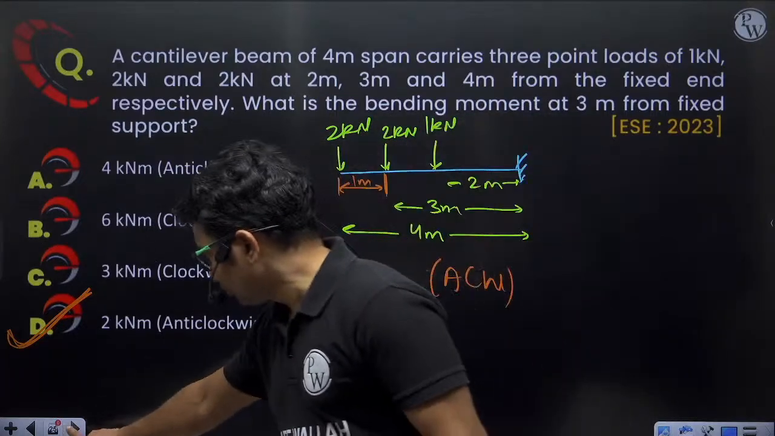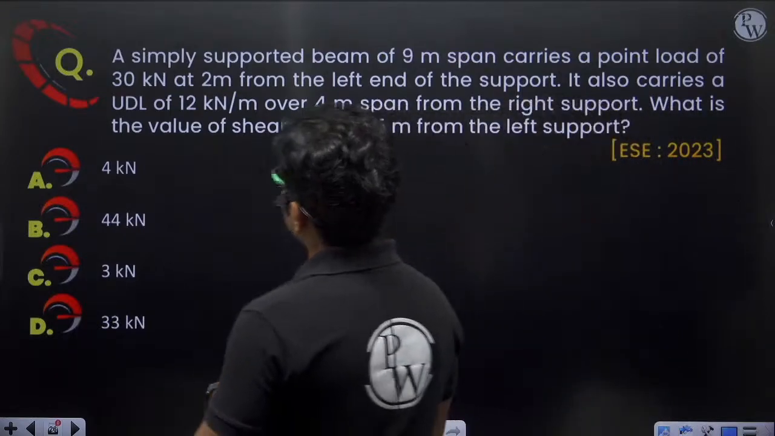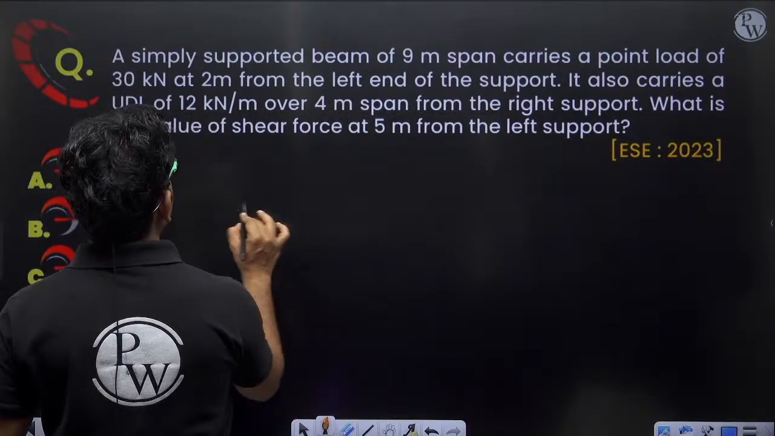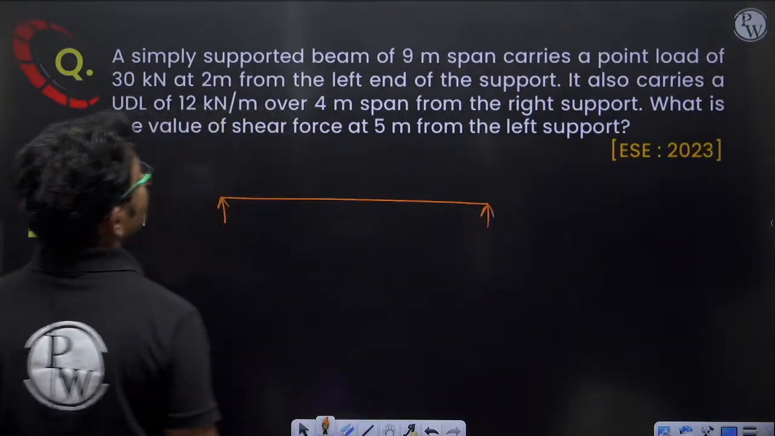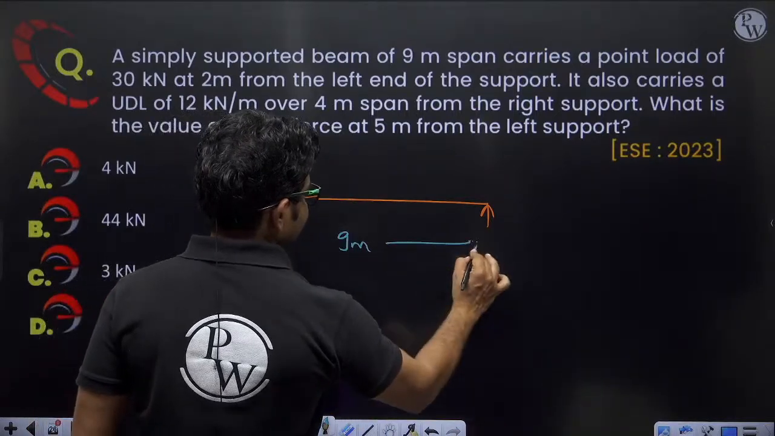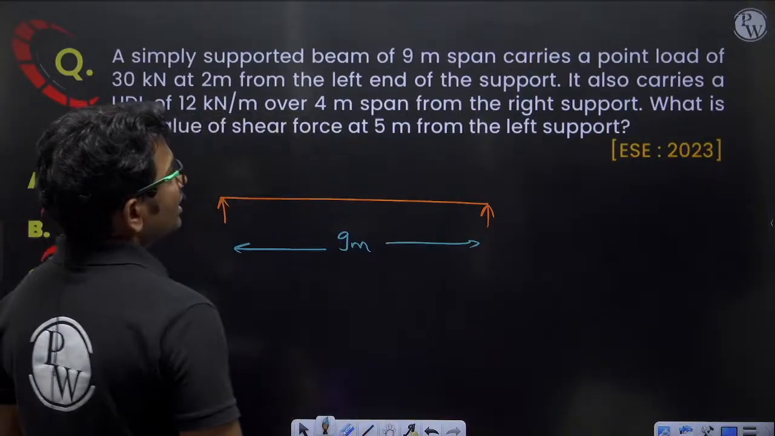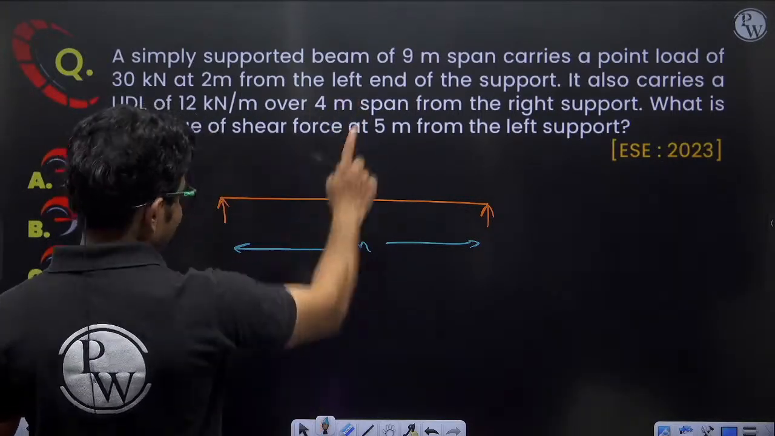Okay. Let's move on to the next question. A simply supported beam of 9 meter span carries a point load of 30 kilonewton at 2 meter from the left end. So we are having a simply supported beam. Span is 9 meter. Carries a point load of 30 kilonewton at 2 meter from the left end.